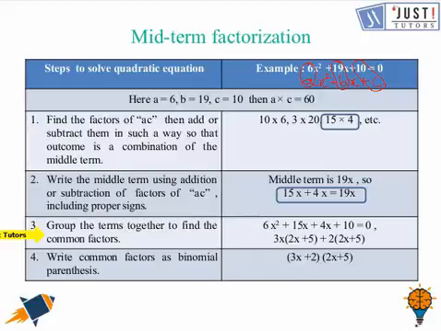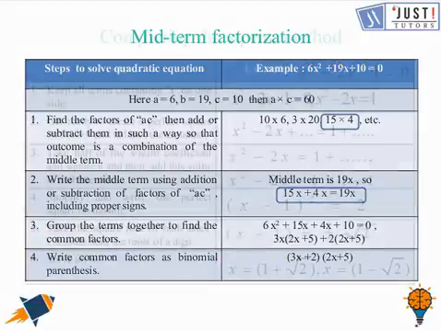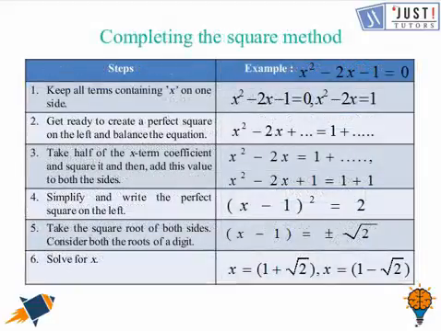Now we group the terms together to find the common factors. We take 3x common and put 2x plus 5 in the bracket, and from the next two terms we have 2 common and 2x plus 5 in the bracket. Now our last step is to write the common factors as binomial parentheses, and that makes (3x plus 2)(2x plus 5).